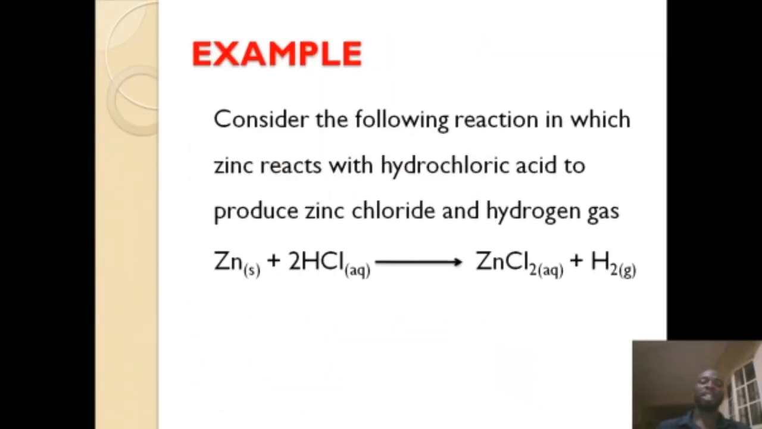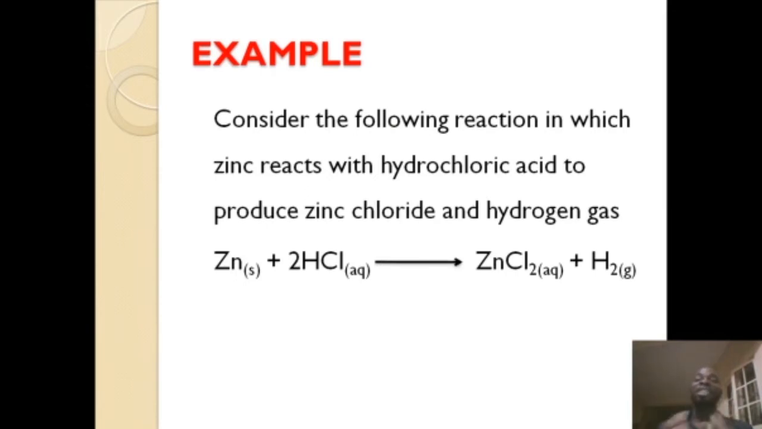Okay, let's look at this example. Consider the following reaction in which zinc reacts with hydrochloric acid to produce zinc chloride and hydrogen gas. Now, in the previous lessons, when we did the activity series, I explained to you that zinc is higher than hydrogen in the activity series. Therefore, zinc readily replaces hydrogen from its compounds.